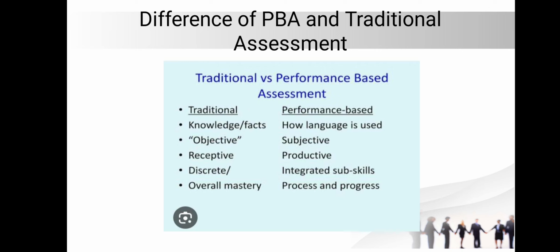And the last one is overall mastery versus process and progress. Overall mastery means having a great skill at something or total dominance over something. You are knowledgeable about the subject. While under the performance based assessment, the process and progress refers to the steps, procedures, and systems that are put in place to achieve a goal. Progress, on the other hand, is about the incremental steps made towards achieving that goal.